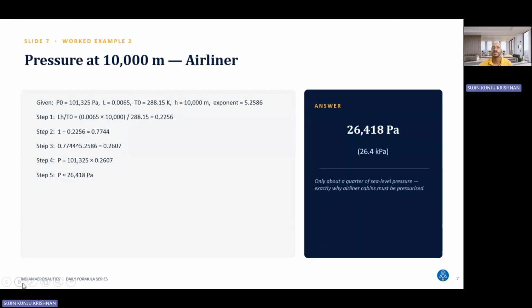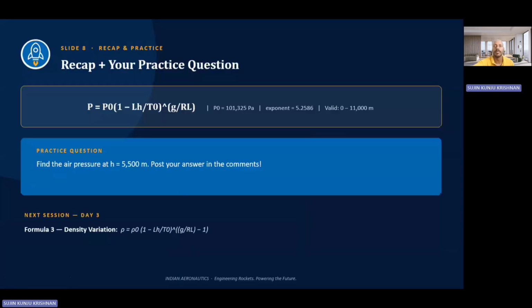Now let's recap. P equals P0 times 1 minus LH over T0 to the power g over RL, which works out to 5.2586. P0 is 101,325 pascals, valid from sea level to 11,000 meters. Your practice question for today: find the pressure at 5,500 meters altitude. Use the same 6 steps we just used and drop your answer in the comments. I will pin the correct one.